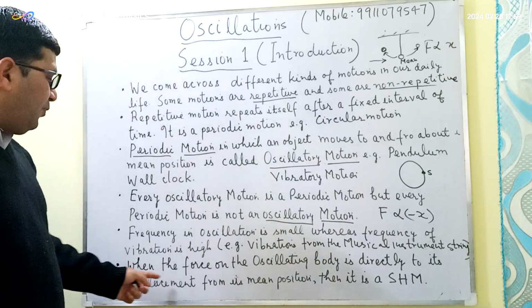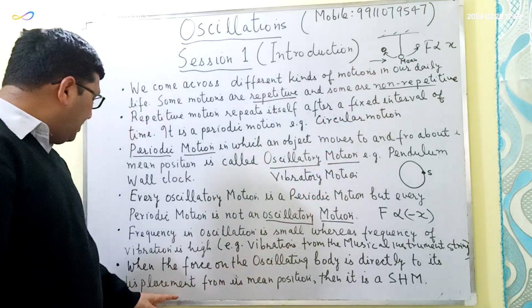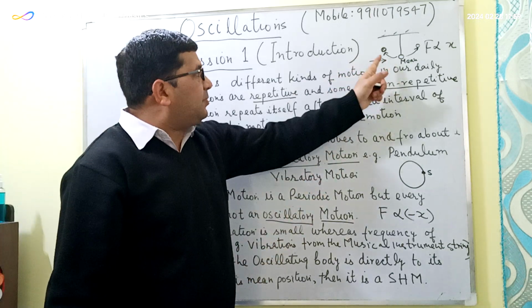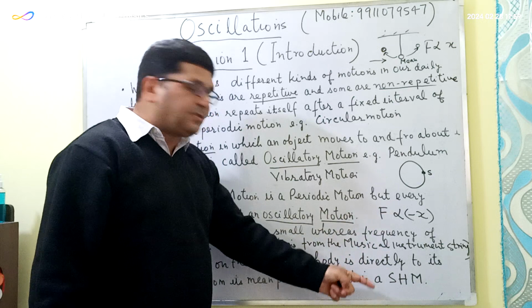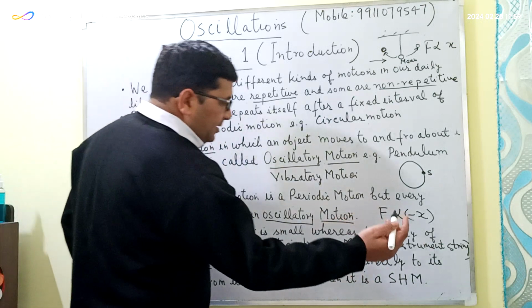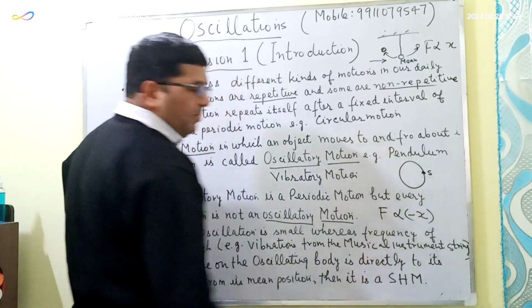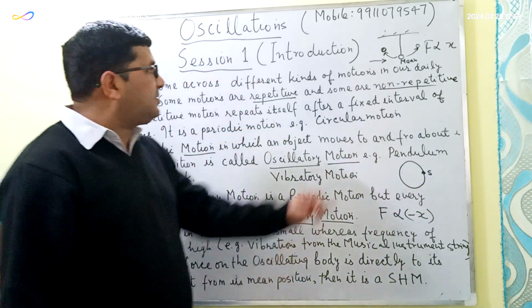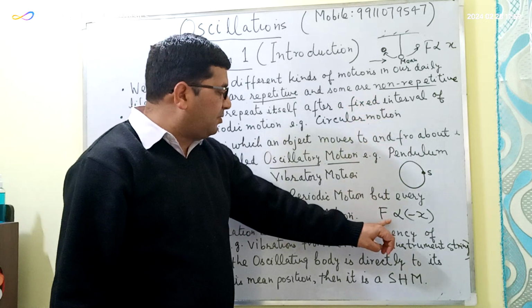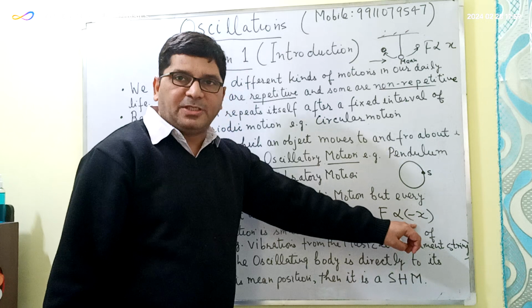So when the force on the oscillating body is directly proportional to the displacement from its mean position, then it is called a simple harmonic motion. And in this case, this restoring force is directly proportional to minus x, where minus sign indicates that the direction of this restoring force is opposite to the direction of the displacement.